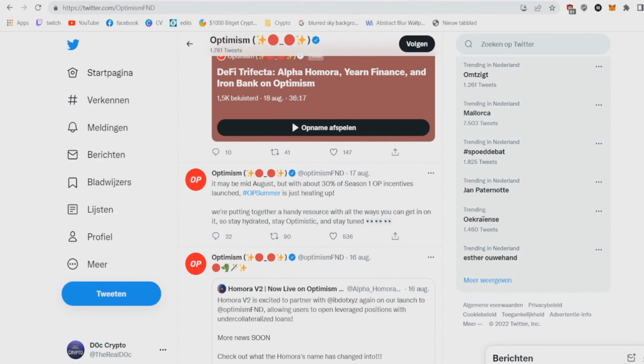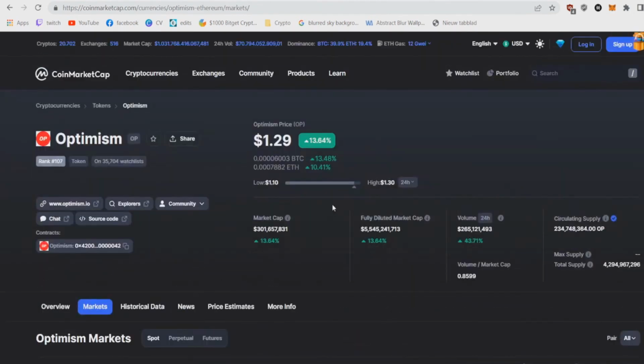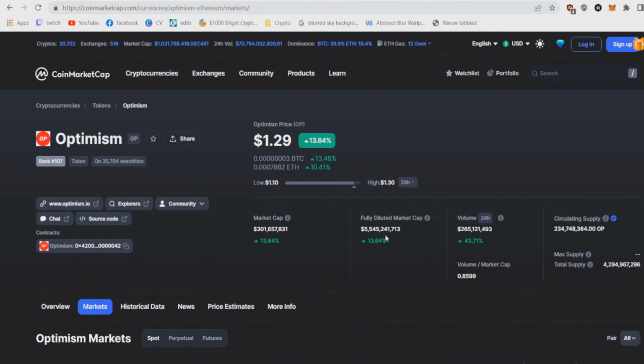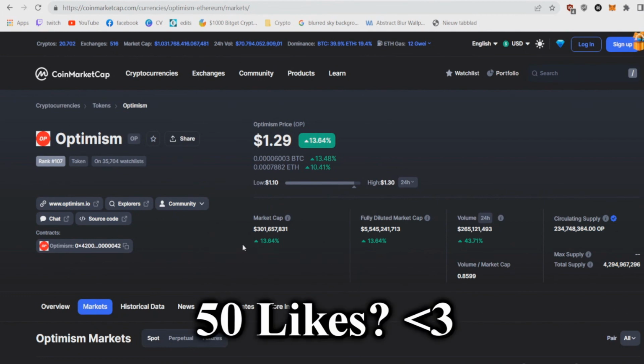So of course follow Doc Crypto on Twitter, but I think Optimism is looking really nice. So my final thoughts about Optimism, guys: the market cap is pretty low, the fully diluted is high, but if they burn a lot of tokens, I think Optimism might be a great choice in the next bull run. So tell me, guys, what you think about Optimism.